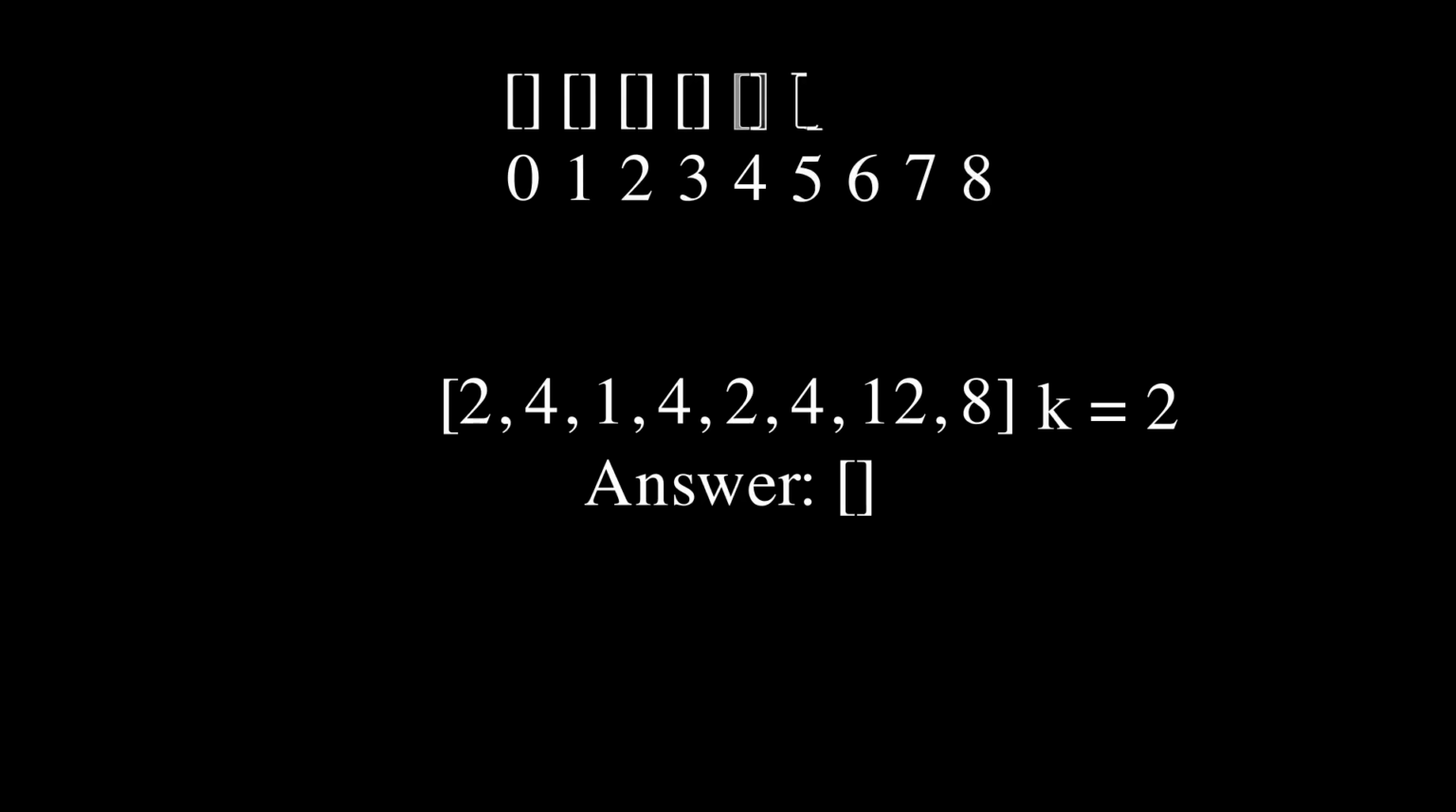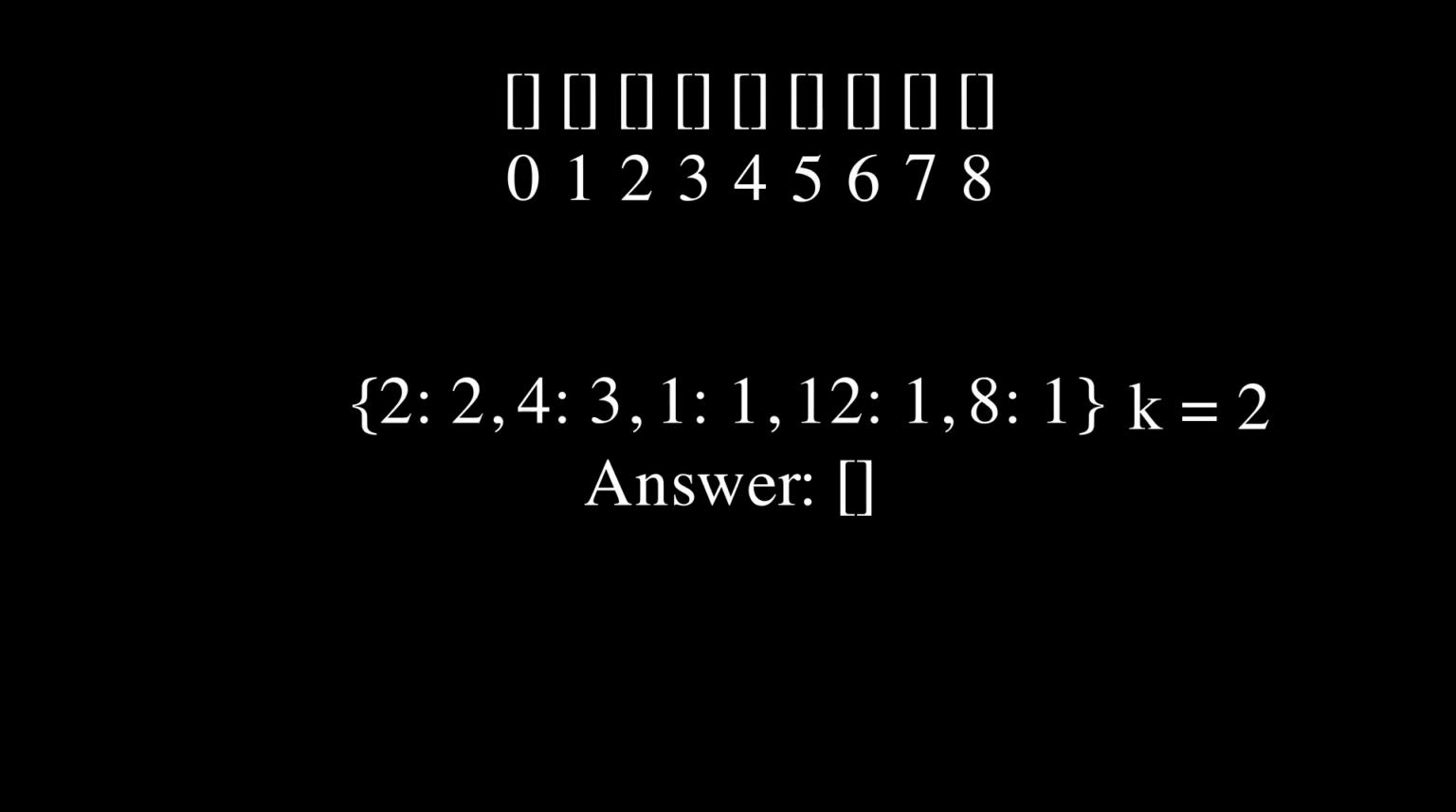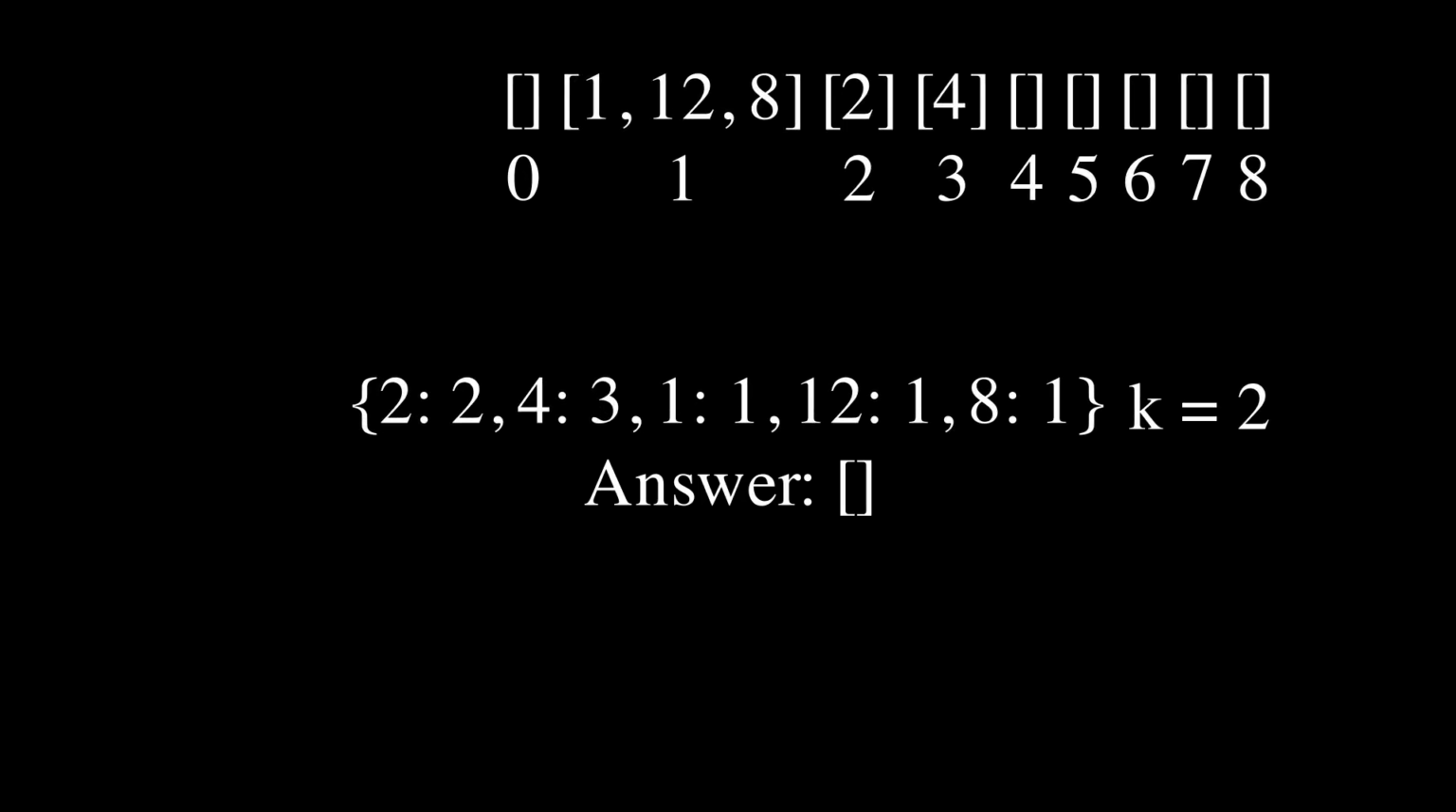Here's another example. Larger numbers don't affect how the algorithm works. In this case, the number 12 goes into bin 1, along with 8 and 1. 2 goes into bin 2, while 4 will go into bin 3. If we would like the top 2 elements, we will return 2 and 4.